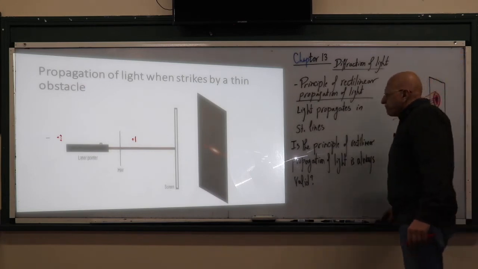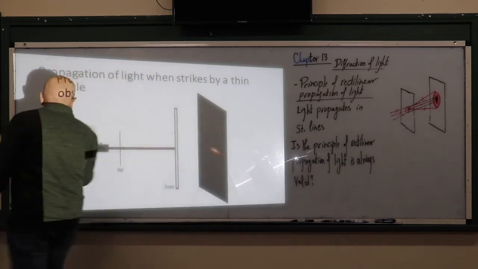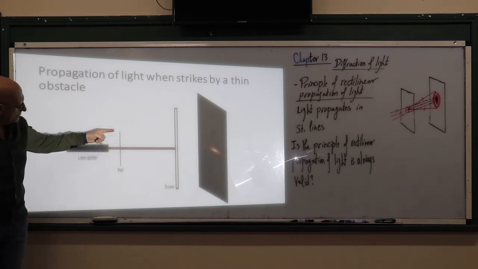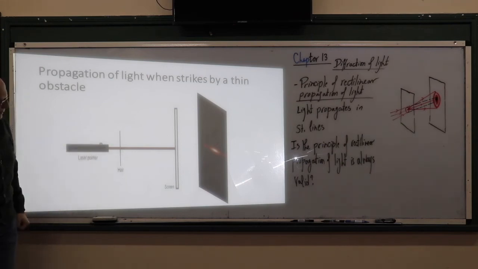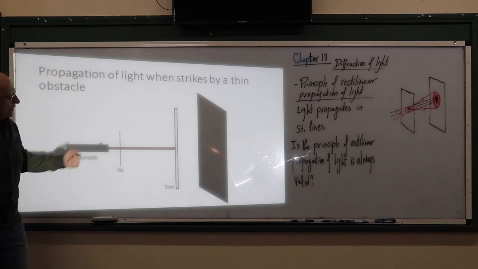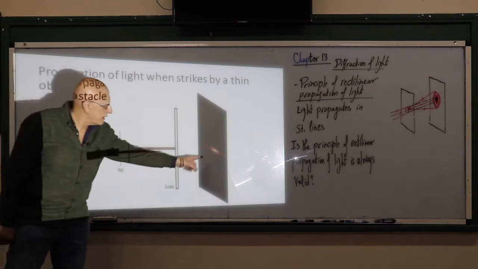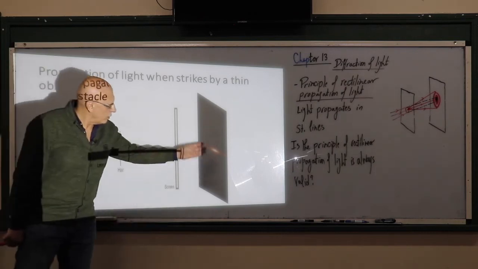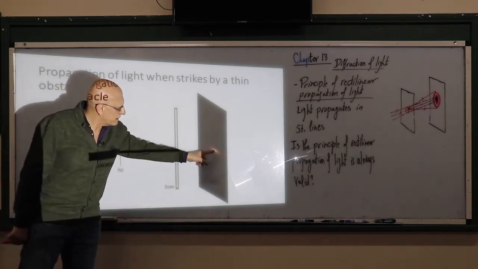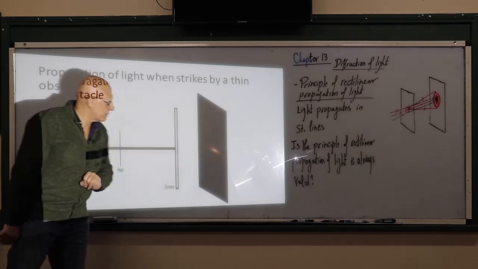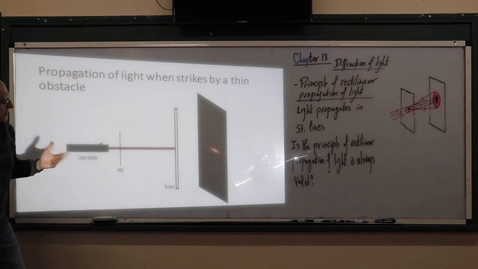Look here. Here you have a laser light pointed towards a thin hair. And here this is a screen. What do you observe? Also you observe an illuminated region. Also consists of alternating bright and dark fringes, bright, dark, bright, dark, bright. How does this come?